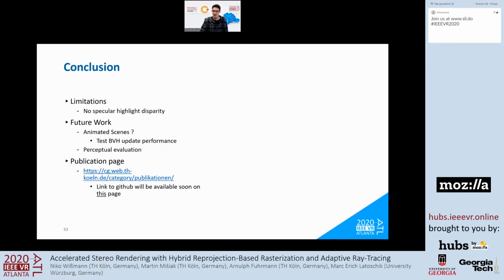So in conclusion, we presented a hybrid reprojection-based rendering system to accelerate stereoscopic rendering. We achieve a significant speedup over naive stereo rendering while correctly reconstructing disoccluded regions. Our system leverages modern hardware-accelerated ray tracing and can be easily implemented into an existing pipeline. In terms of limitations, we are currently reprojecting only opaque diffuse surfaces. While specular materials can be reprojected, their stereoscopic highlight disparity is not preserved.